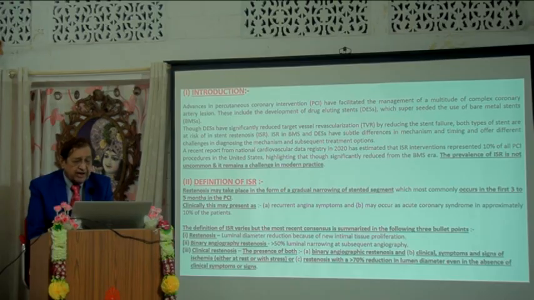The definition of ISR varies, but the most recent consensus is summarized in the following three bullet points. Number 1, restenosis: luminal diameter reduction because of new intimal tissue proliferation. Second bullet, binary angiographic restenosis, that is more than 50% luminal narrowing at subsequent angiography.